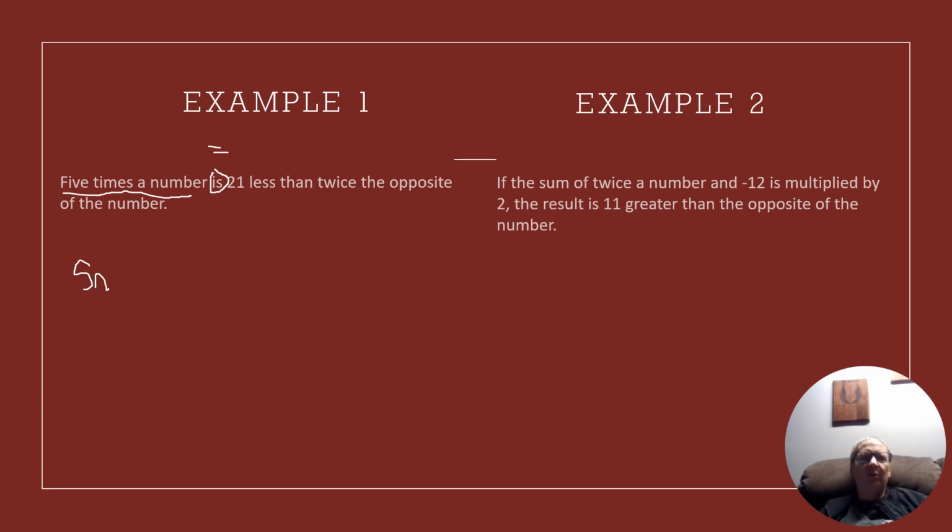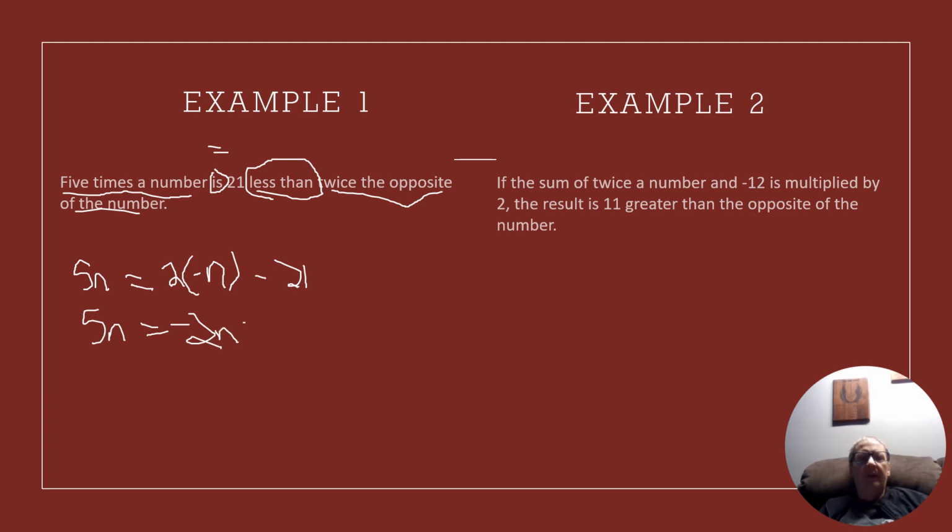Now it says is 21 less than. So less than is my special one that's backwards. So I will actually start with what's behind it here, which is twice the opposite of a number. So I have this equals. Now, twice the opposite of a number means 2 times the opposite, which is the negative value of the number, is literally what that translates to. And I'm going 21 less than that, so that's subtract 21. So this equation is 5n equals negative 2n minus 21.